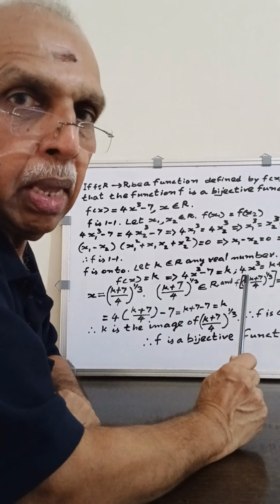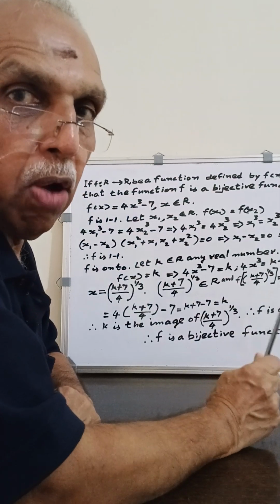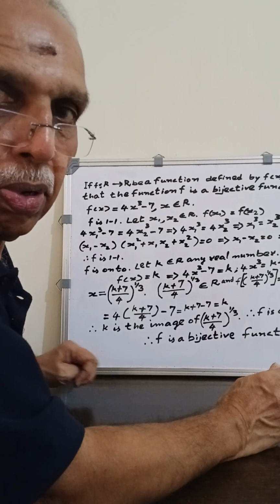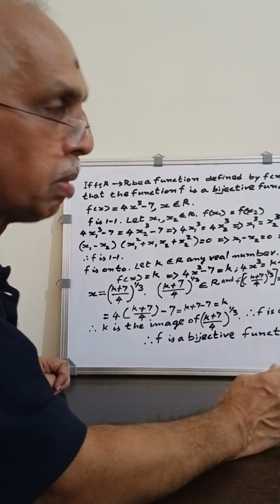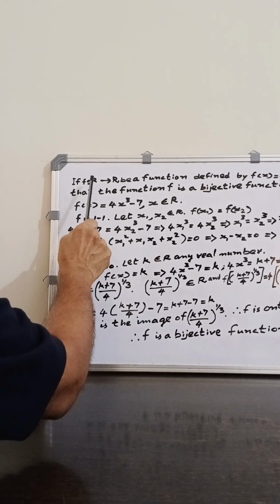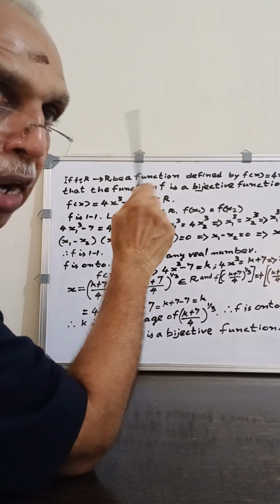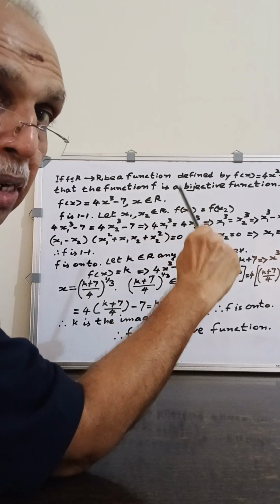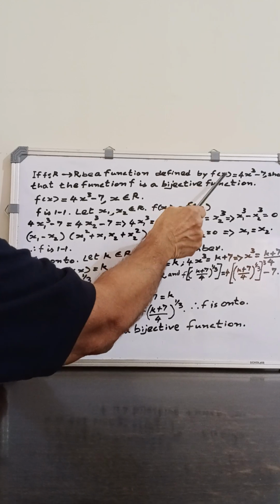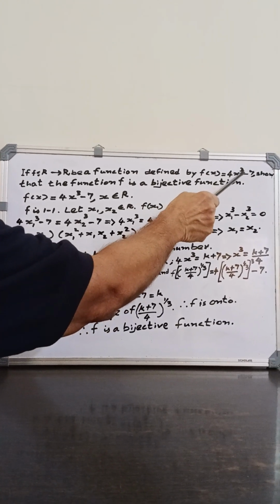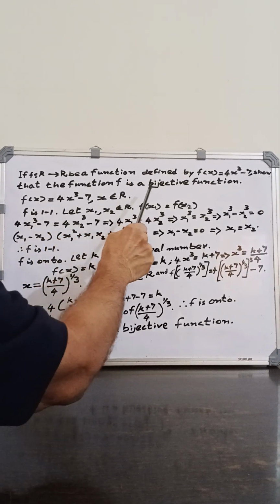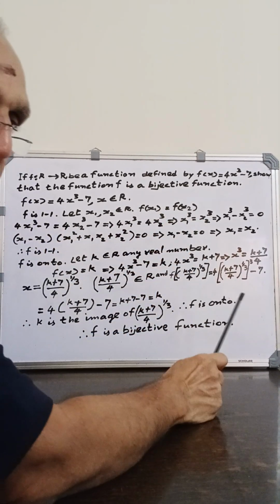Here we are discussing the topic of functions of 12th standard. Here is a question for the beginners of 12th standard. If f is a function from R to R, real number to real number, defined by f of x equals 4x raised to 3 minus 7, show that the function f is a bijective function.